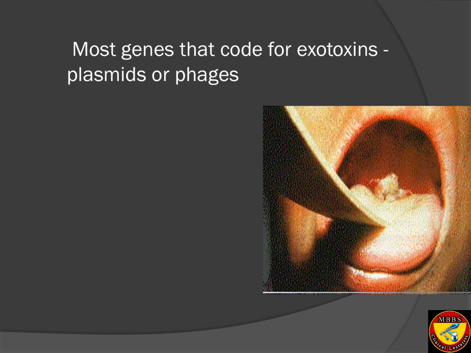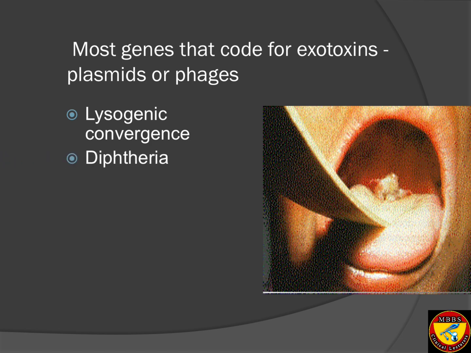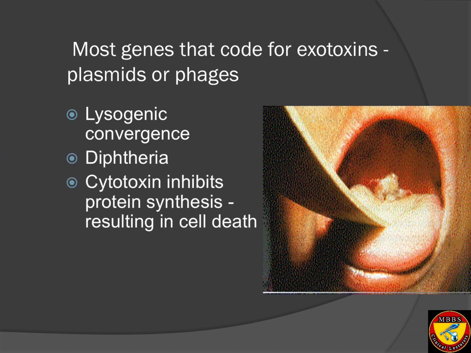Most genes that code for exotoxins are either on plasmids or phages. Phages, remember, are viruses that infect bacteria. And by means of lysogenic conversion, they can produce exotoxins. These cytotoxins inhibit protein synthesis, resulting in cell death. That happens in the disease caused by Corynebacterium diphtheriae, which causes diphtheria.